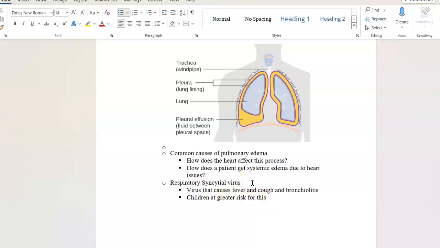RSV, it used to be I only ever heard of this in kids. It seems to be everywhere now. It's probably just because we're testing it, my guess is. And you guys could probably teach me about this. This is a virus that causes fever, cough, bronchiolitis. So that's going to be inflammation of the bronchioles, as you know. Children are at a greater risk for this, but I'm hearing more and more people have it as grown-ups. My guess is maybe we just weren't getting tested as much.